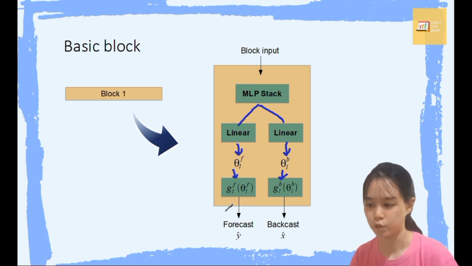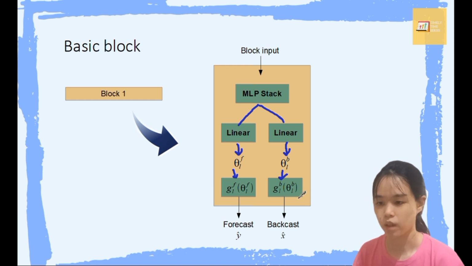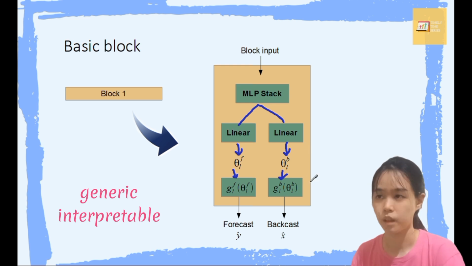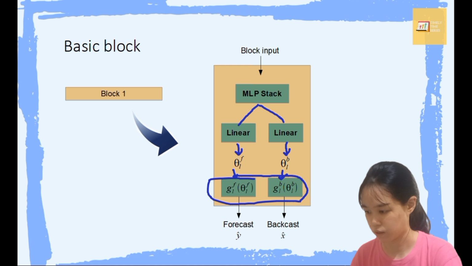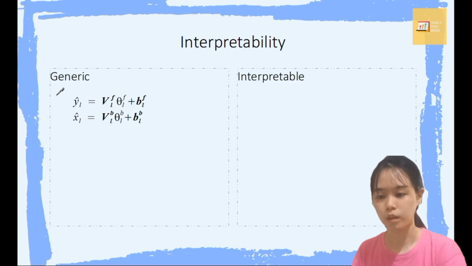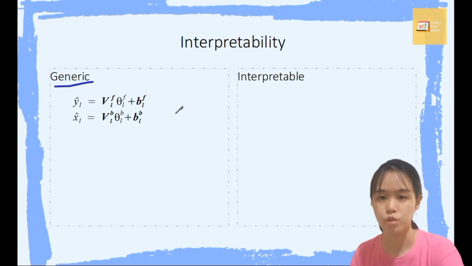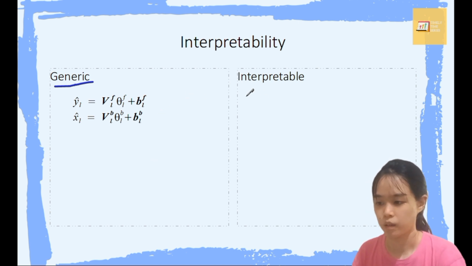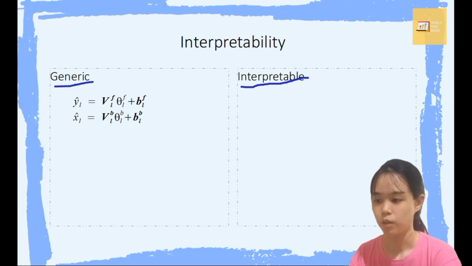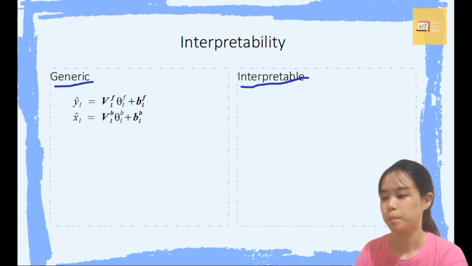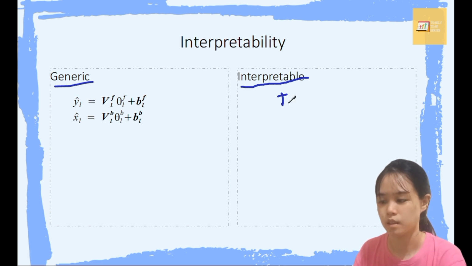Now, NBEATS provides two types of architecture. The first one is the generic one and the second one is the interpretable architecture. The difference between them is in the basis functions. With the generic architecture, the basis functions are learned automatically by the network, while in the interpretable architecture, we have two basis functions, the trend and the seasonality. The idea is that we want to make the result human interpretable. That's why we decompose the time series into two components, trend and seasonality.